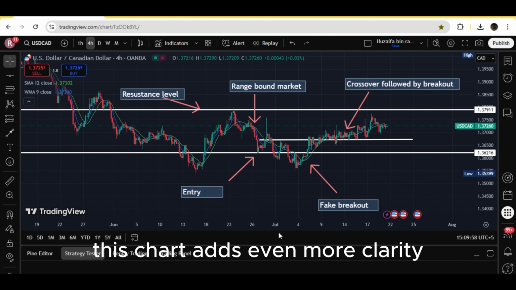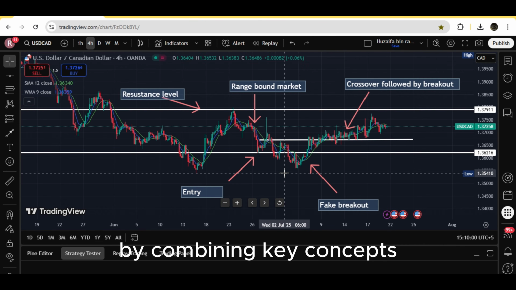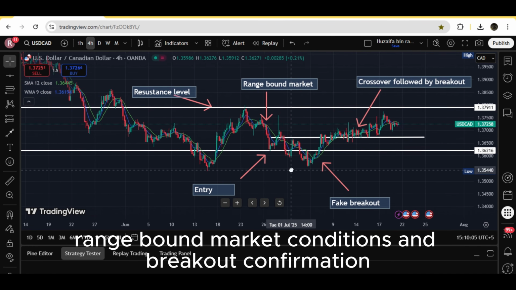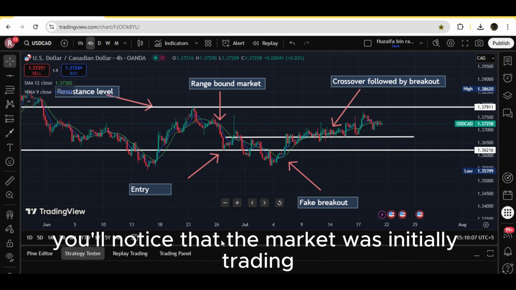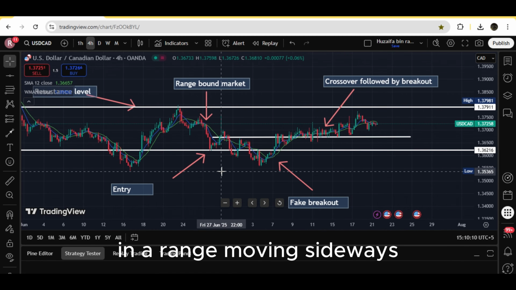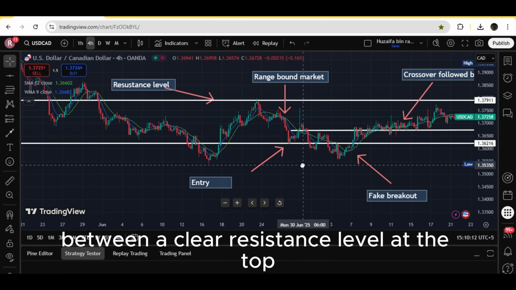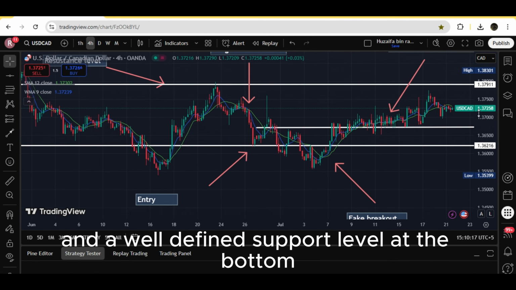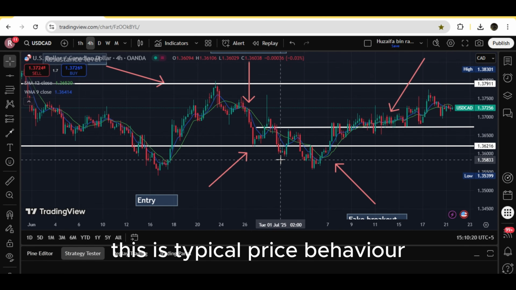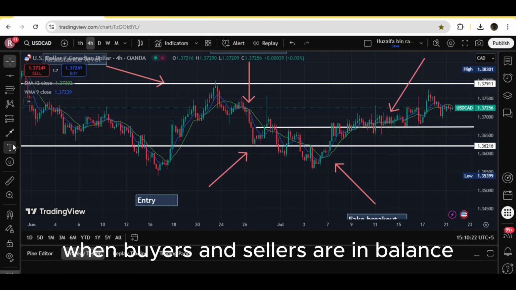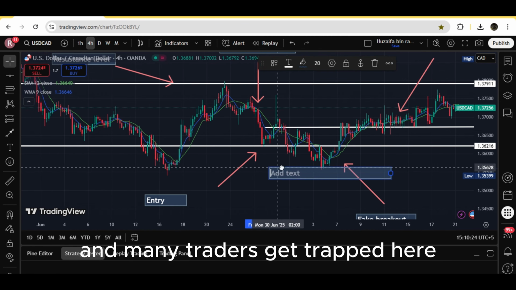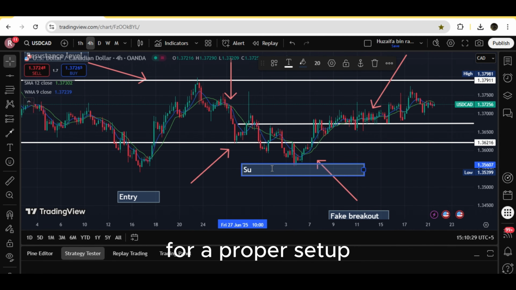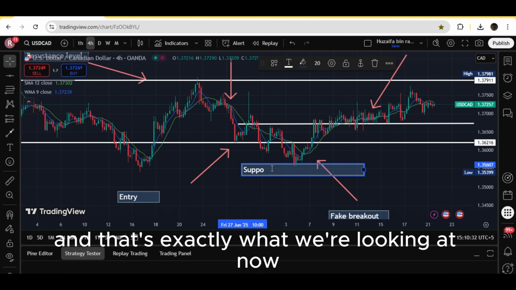This chart adds even more clarity by combining key concepts like support and resistance, range-bound market conditions, and breakout confirmation. You'll notice that the market was initially trading in a range, moving sideways between a clear resistance level at the top and a well-defined support level at the bottom. This is typical price behavior when buyers and sellers are in balance, and many traders get trapped here, making premature trades. But the smart money waits for a proper setup, and that's exactly what we're looking at now.